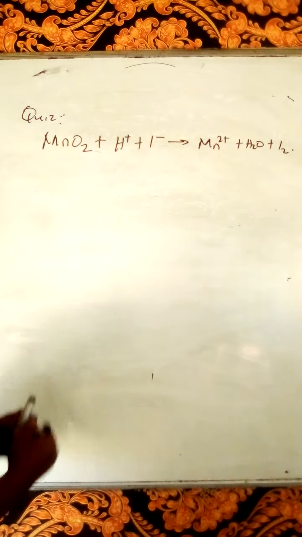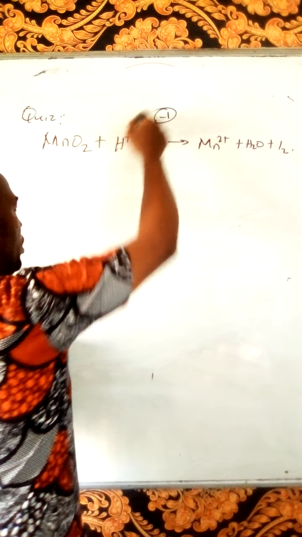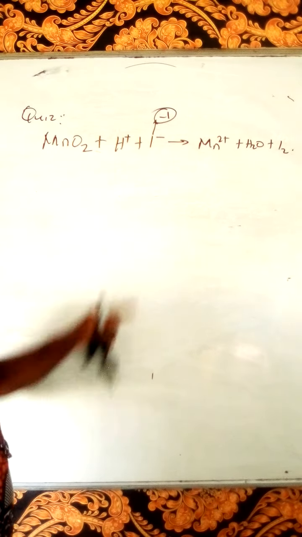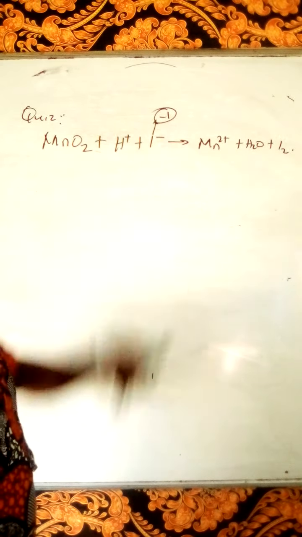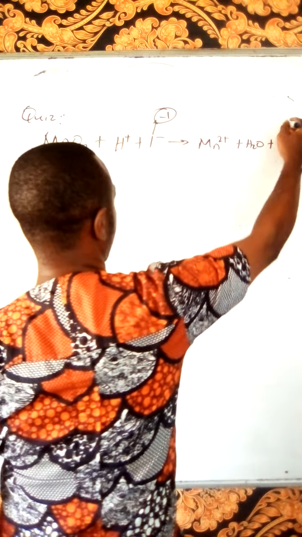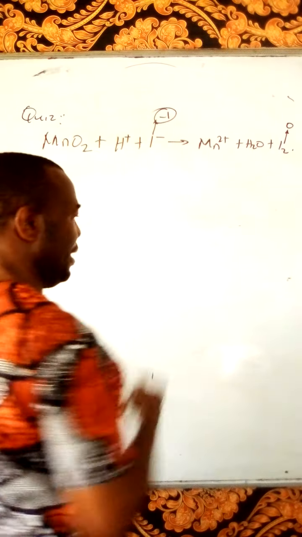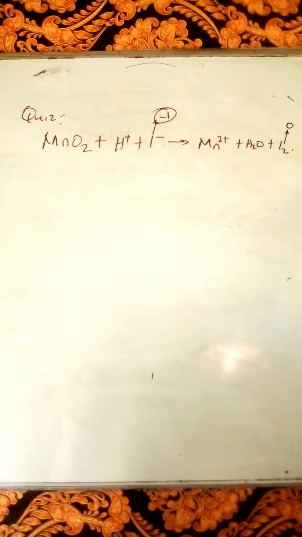Iodide ion is oxidized because the oxidation state of iodine here is -1. The sign is the charge it is carrying. Then iodine here is not charged, the oxidation state is 0. So iodine has increased from -1 to 0. An increase in oxidation number is what we call oxidation.